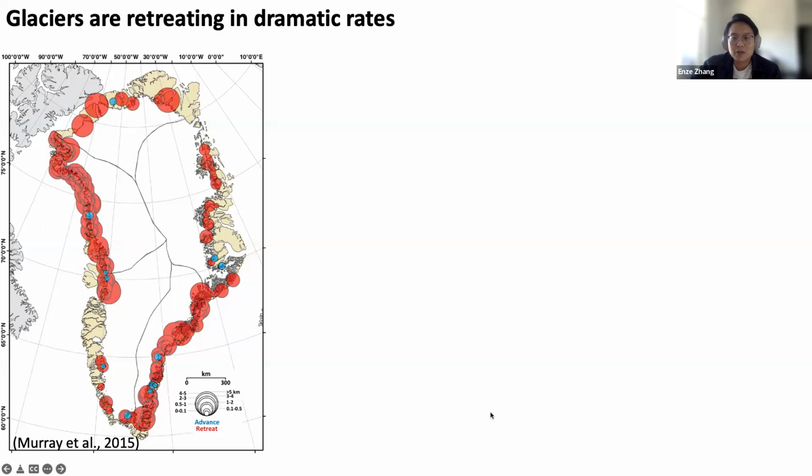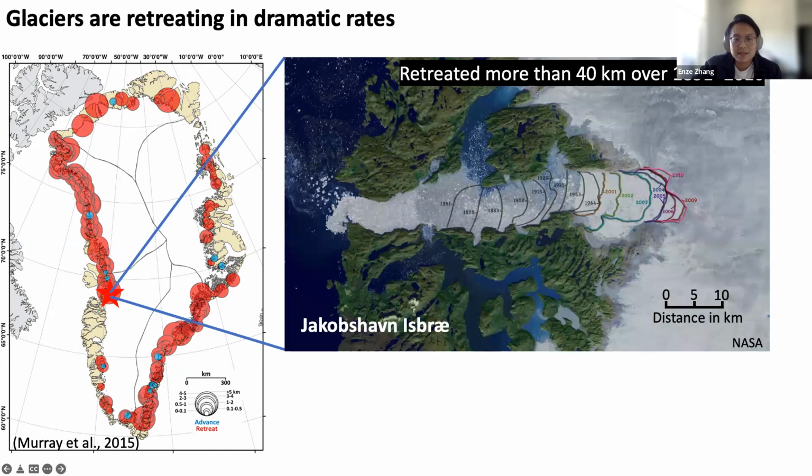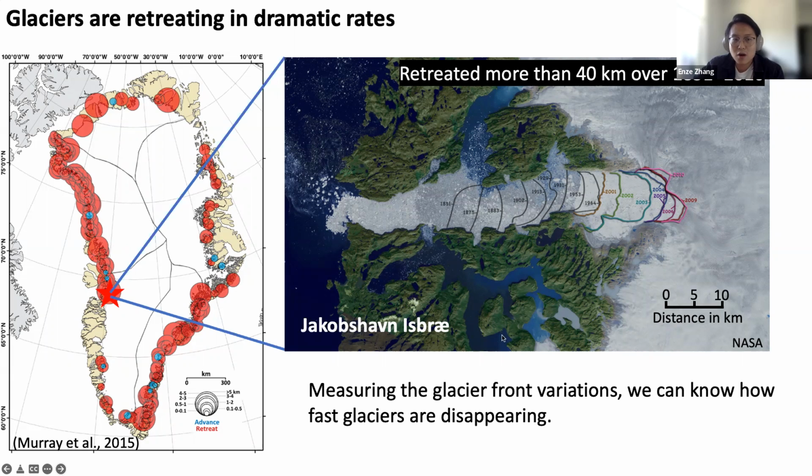And why do we care about the glacier terminus? One reason is that glaciers in Greenland are retreating at dramatic rates. The left figure shows glacier retreat rates. Red circles mean retreating and blue means advancing. We can see that most of the glaciers are retreating at a quite dramatic rate. To be more direct, this right figure shows the largest glacier, Jakobshavn, has retreated more than 40 kilometers from 1851 to 2010. By measuring the terminus variation, we can know how fast the glaciers are disappearing. That's one of the objectives of measuring the glacier terminus.